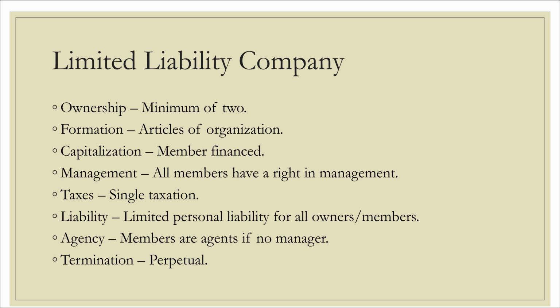So with this one, we'll use the cakery again, and we've got Sally and Bill, and they both own it. So in order for them to start to form the cakery, they have to file an articles of organization. They capitalize it by each putting in $300,000, and both of them have a right in management. This only gets taxed once based off what they make, and both of the partners have limited personal liability. So if they go into debt, then they don't have to worry about their personal assets being taken.